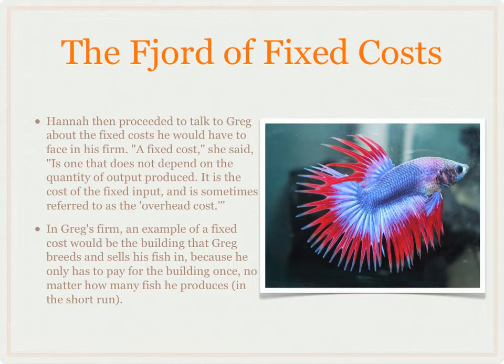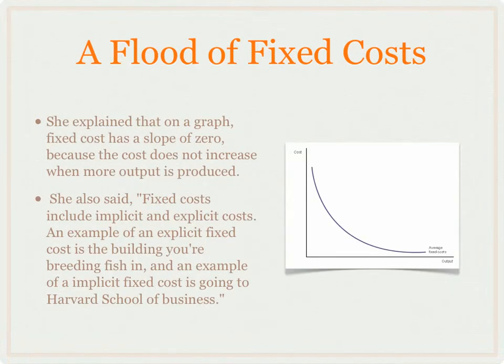Hannah then proceeded to talk to Greg about the fixed costs he would have to face in his firm. A fixed cost, she said, is one that does not depend on the quantity of output produced. It is the cost of the fixed input and is sometimes referred to as the overhead cost. In Greg's firm, an example of a fixed cost would be the building that Greg breeds and sells his fish in, because he only has to pay for the building once, no matter how many fish he produces, in the short run. She explained that on a graph, fixed cost has a slope of 0, because the cost does not increase when more output is produced.